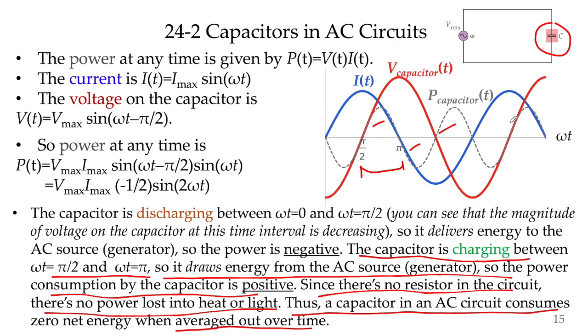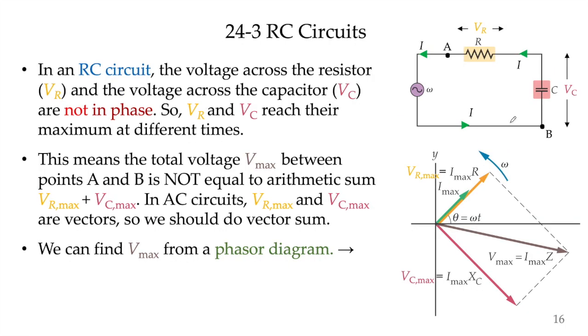Okay. So now let's move to the next section, which is RC circuits. That means we are going to have both the resistor and the capacitor in the AC circuit. So we're going to have both of them.